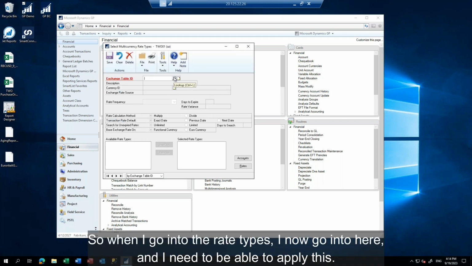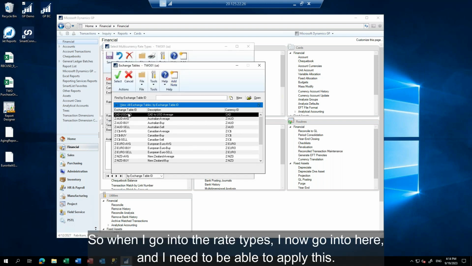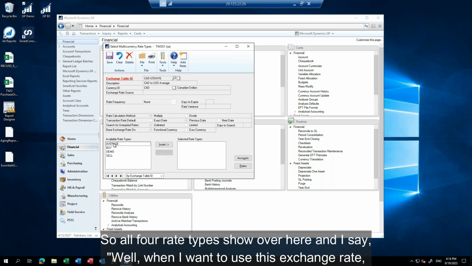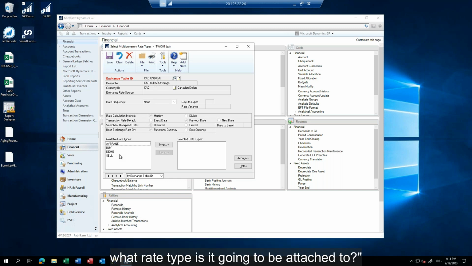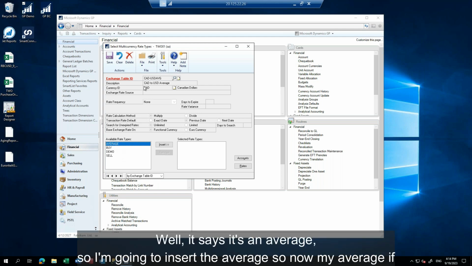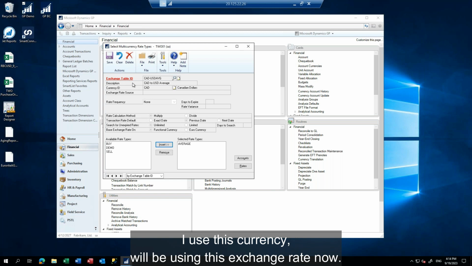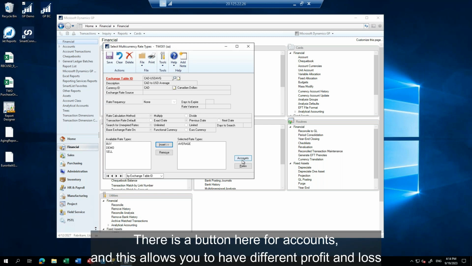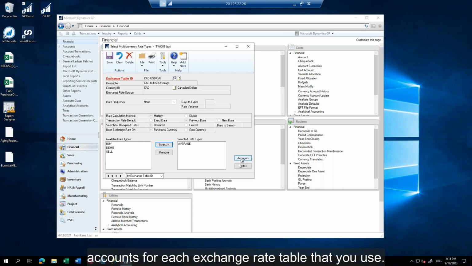Next thing is the rate types. So when I go into the rate types, I need to be able to apply this. All 4 rate types show over here, and I say, well, when I want to use this exchange rate, what rate type is it going to be attached to? Well, it says it's an average, so I'm going to insert the average. So now my average, if I use this currency, will be using this exchange rate. Now, there is a button here for accounts.